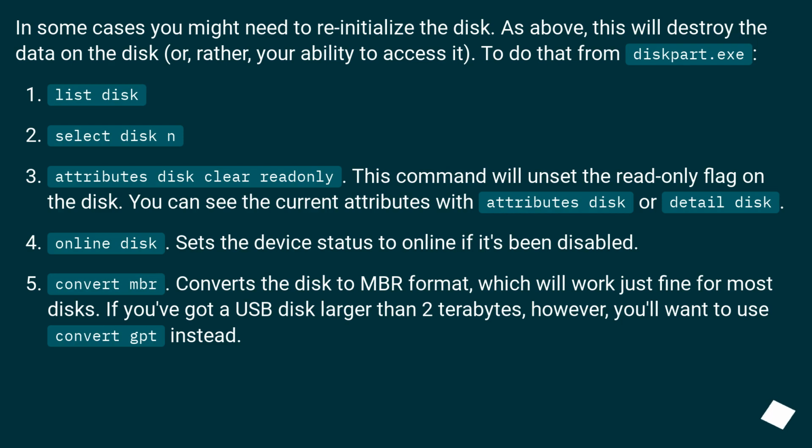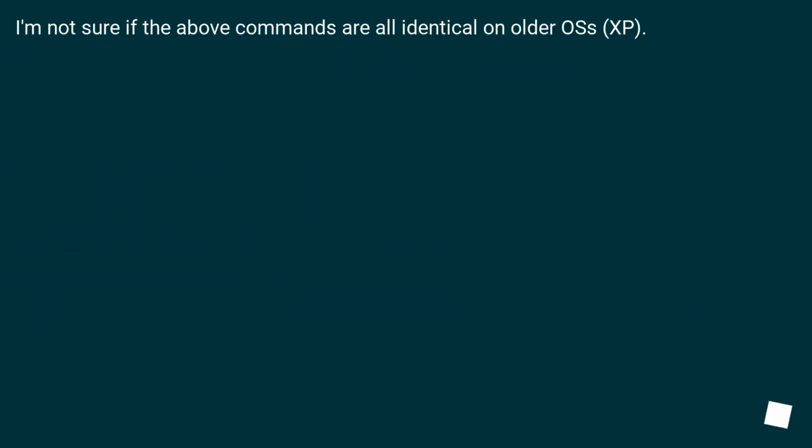Convert MBR. Converts the disk to MBR format, which will work just fine for most disks. If you've got a USB disk larger than 2 TB, however, you'll want to use convert GPT instead. I'm not sure if the above commands are all identical on older OS like XP.